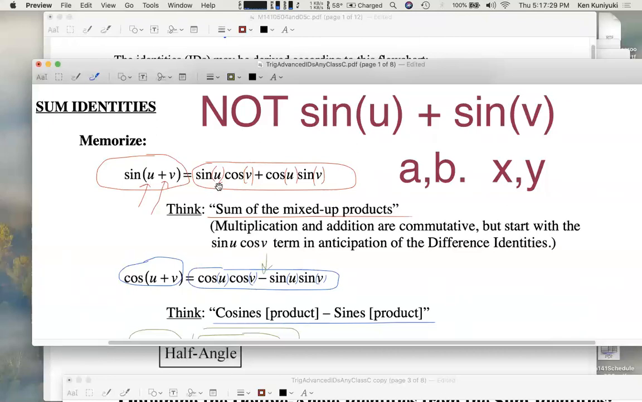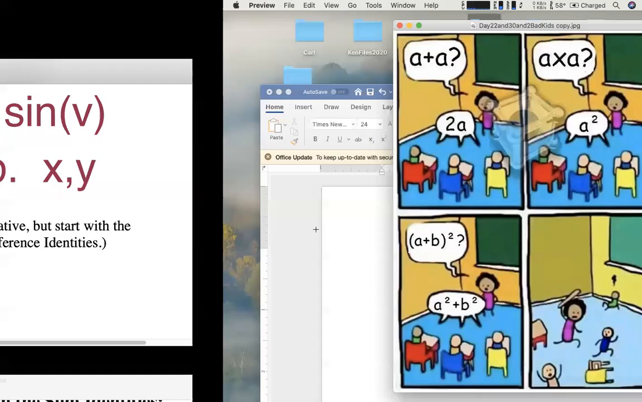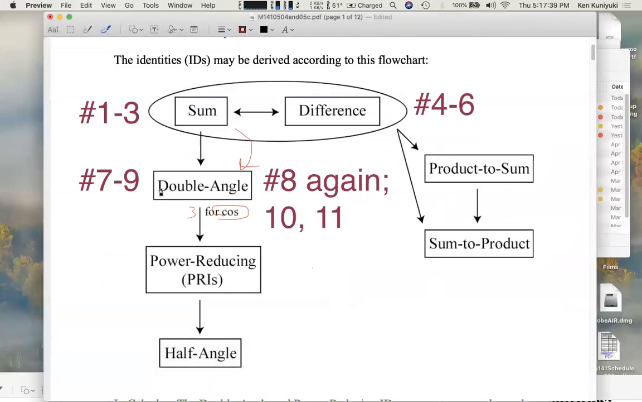So the sum identities are more complicated, right? Like sine of u plus v, that's the sum of the mixed up products. I'm going to come back to this meme in particular in just a moment. Back to the main schematic. So we have these three sum identities. We had ways of memorizing those. And from those, we got the three difference identities from flipping all the visible signs.